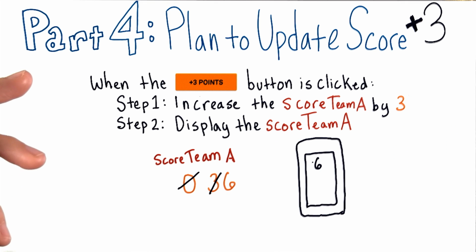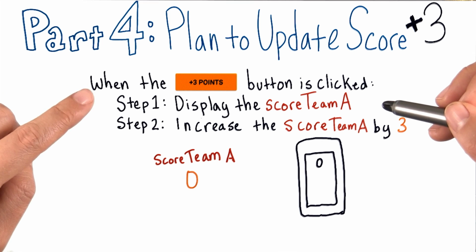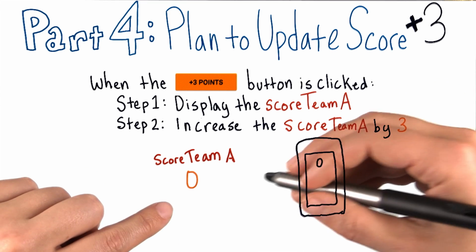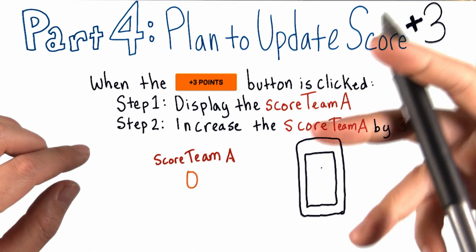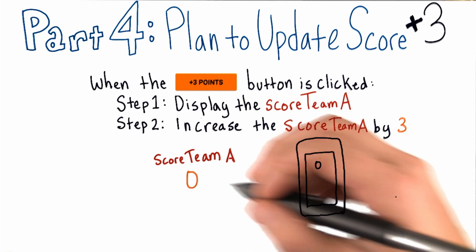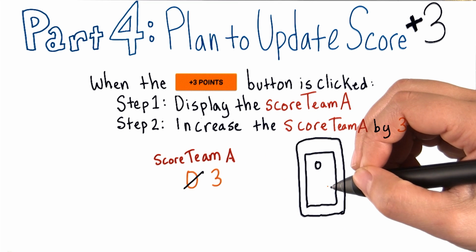Now, one of the things you might have gotten wrong is maybe switching the order of these two. So let's see how that would work. Okay, so here's the steps switched. If I click the +3 button, the first thing that I do in this ordering is to display the score. So it looks at score team A, and it's 0, so it removes whatever was there before and displays 0 to the screen. Then I increase the score by 3. Okay, well, so it's displaying 0, but the score is actually 3.